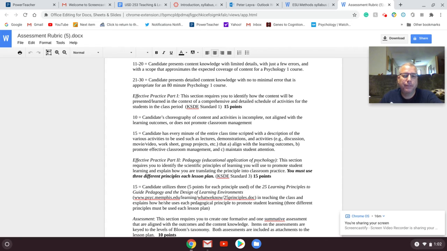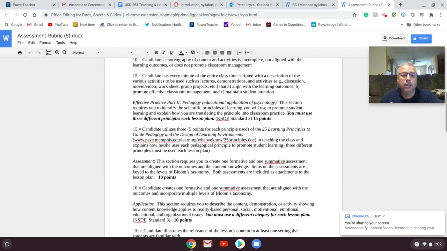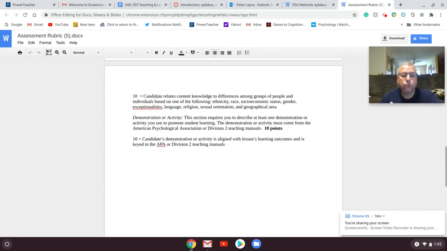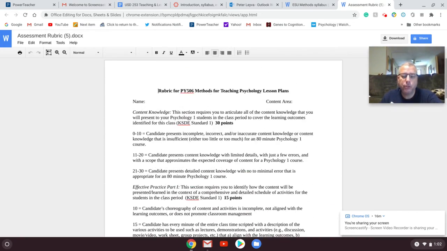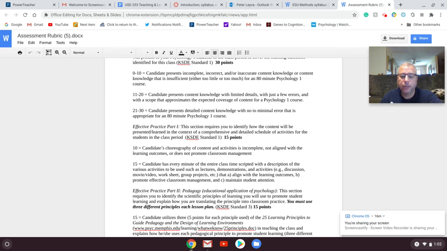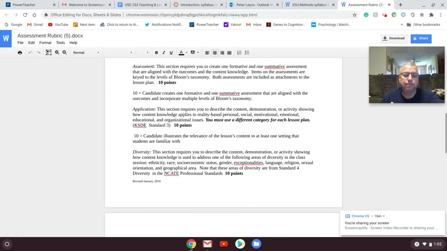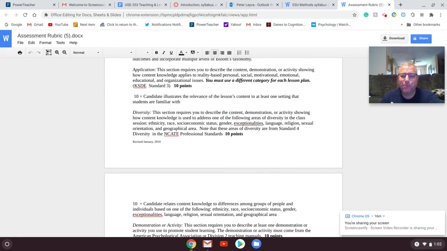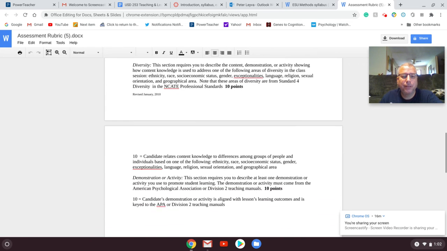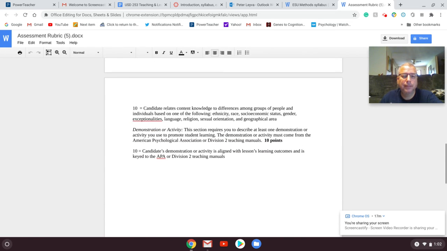And then you have effective practice, where the candidate's choreography of content and activities is incomplete, not aligned, and so forth. Make sure you read this rubric, because this will be the rubric that we will use for all of our lesson plans. This is where you'll get most of your scores in this course, besides those other assignments that we talked about. And again, diversity is very, very important. I couldn't remember that name earlier, now I remember it. Anyways, use diversity in your assignments the best that you can.